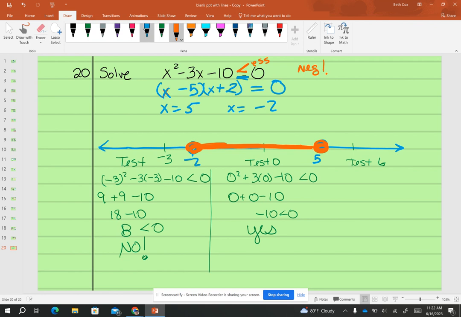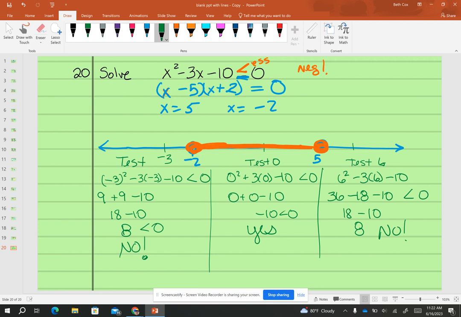So now the next piece I'm going to do is test 6. It should be a no. Why? Because I've done enough of these. So I have 36 minus 18 minus 10. Is that in fact less than 0? It's 18 minus 10. That's 8. No. Okay, so now what does this represent for my answer in interval notation?